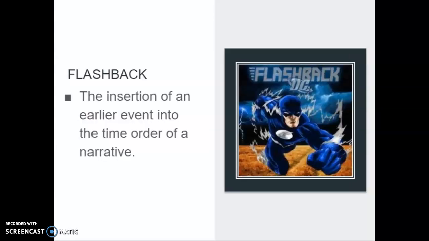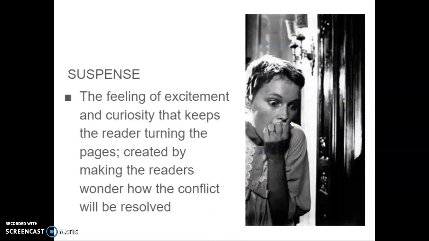Flashback is the insertion of an earlier event in the timeline of the narrative. Suspense is the feeling of excitement or curiosity that keeps the reader turning the pages. So it's created by making the readers wonder how a conflict will be resolved.